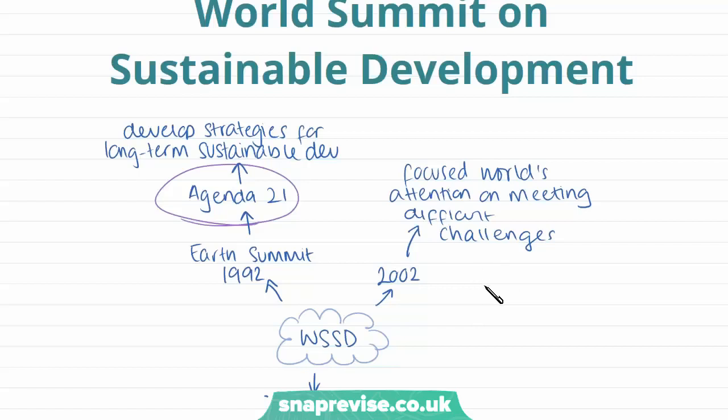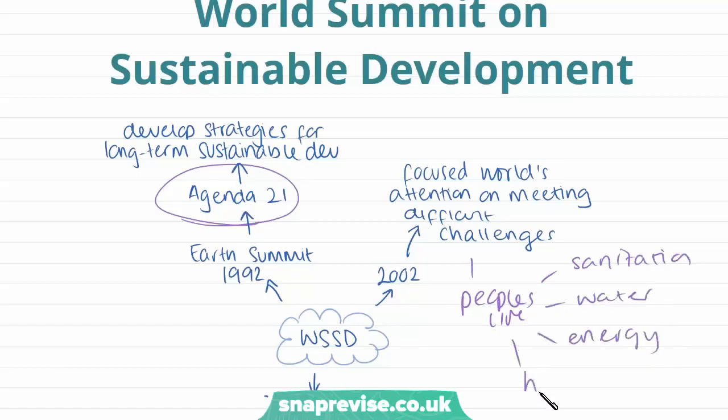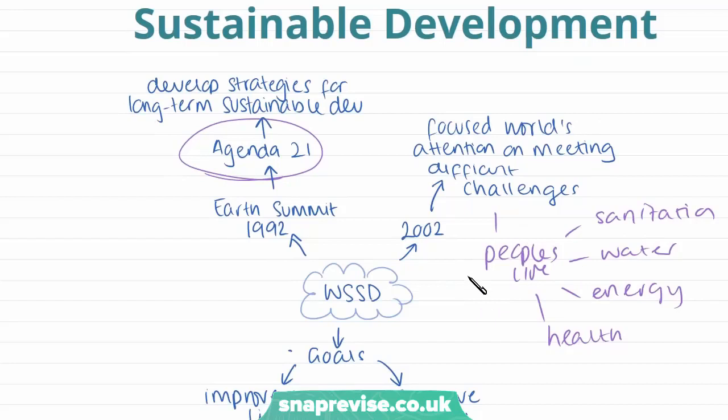And these involved things like improving people's lives, also through things like improving sanitation, access to clean water, energy, and health. So that was what the World Summit on Sustainable Development in 2002 was mainly focusing its attention on. And further conferences have been held by the UN involving government leaders at the highest level to deal with these sorts of issues, and there tends to be another summit every 10 years or so, such as the next summit was in 2012 and the next one will be in 2022.